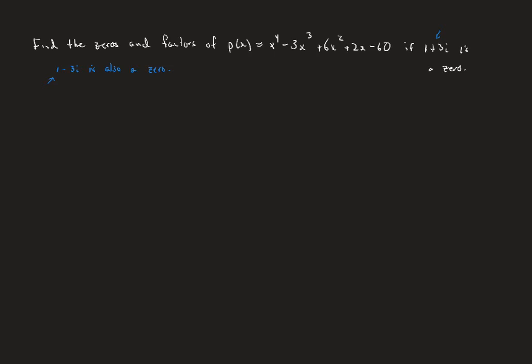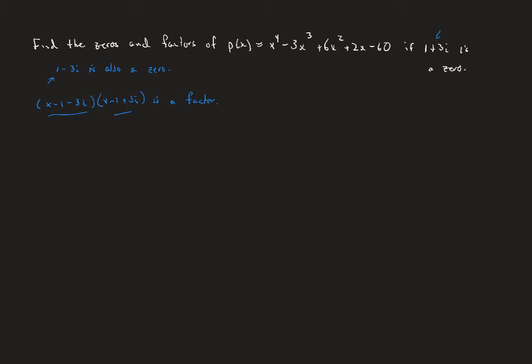Now here's what I think is a little more efficient way. If 1 plus 3i is a zero, x minus that, which is x minus 1 minus 3i, times x minus 1 plus 3i, the factor I get from that second zero, is a factor as well. If each of those individually is a factor, then their product is a factor.